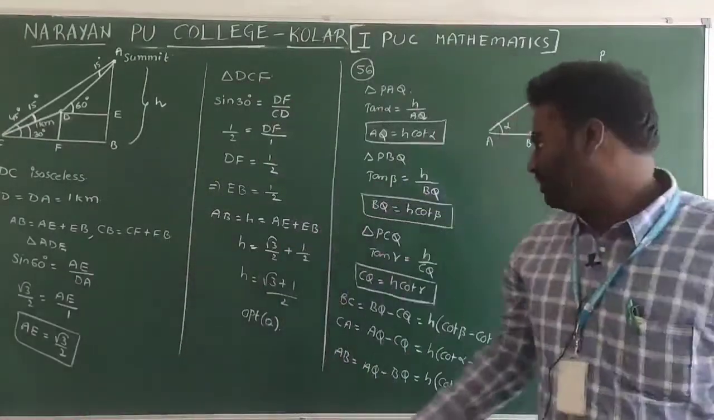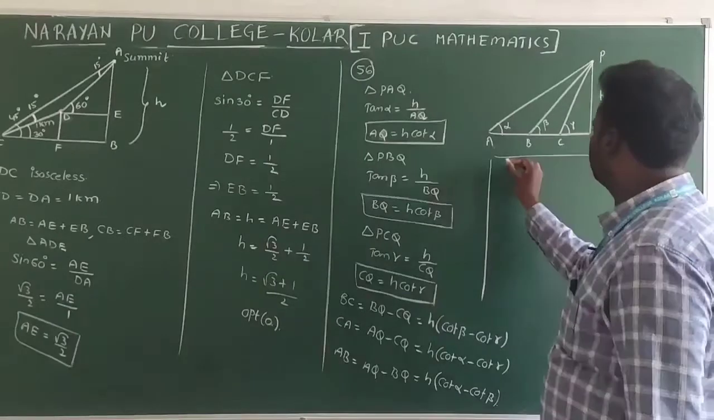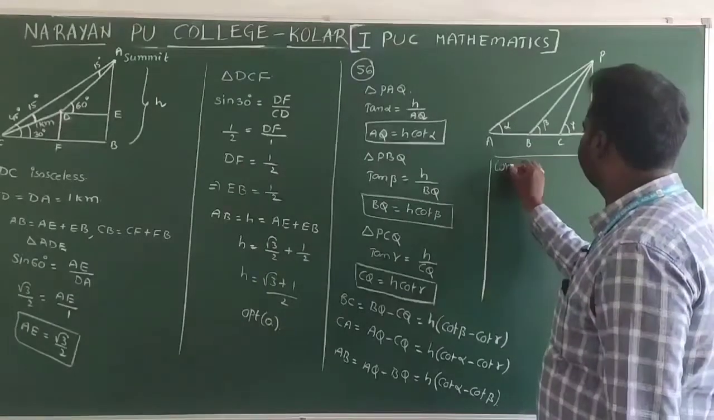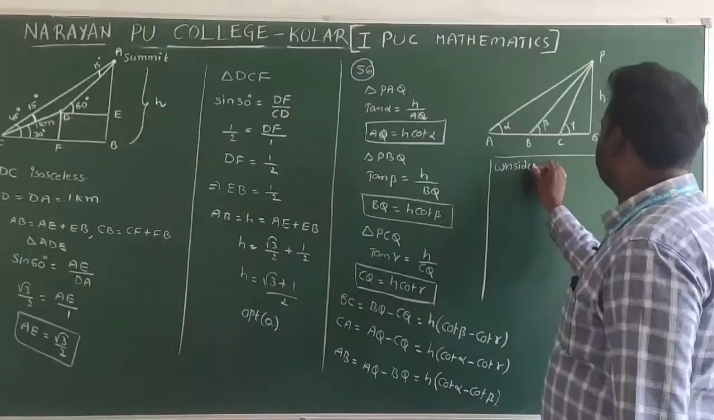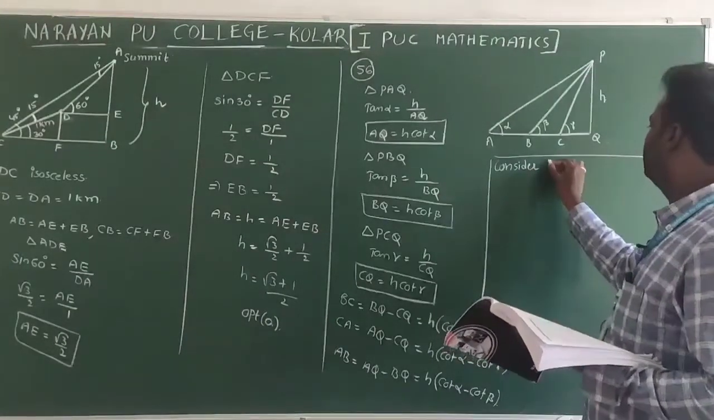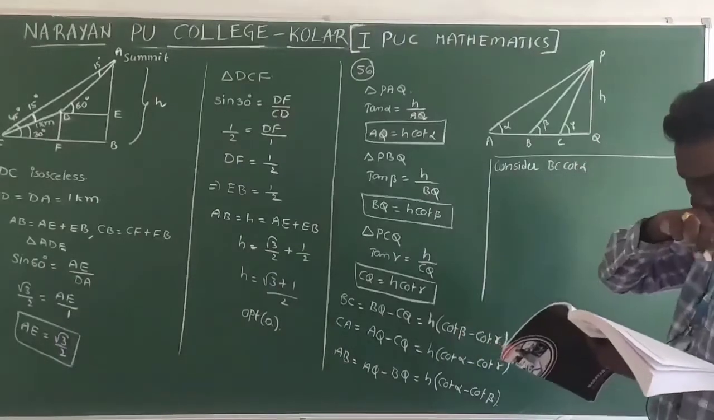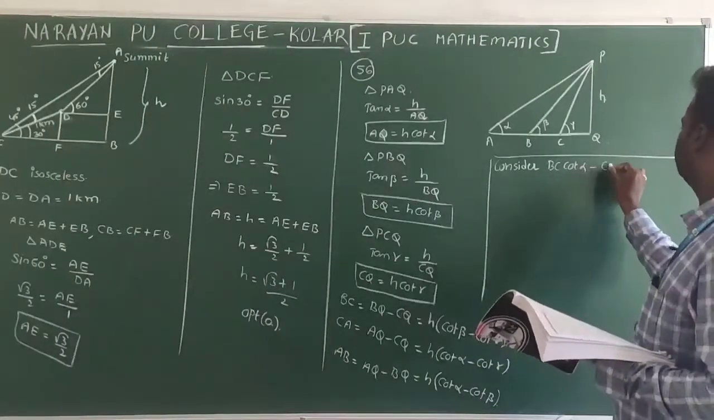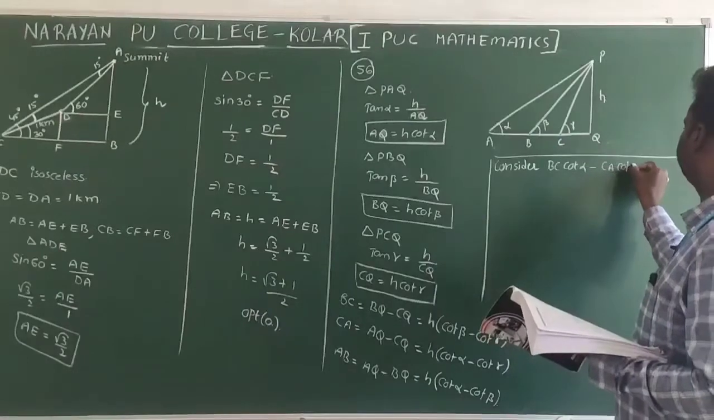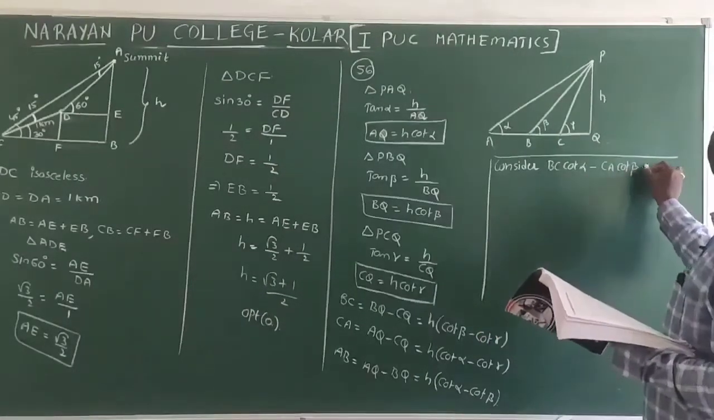Substitute all these values in that. Consider, in the question they asked, we need to find BC cot alpha minus CA cot beta plus AB cot gamma.